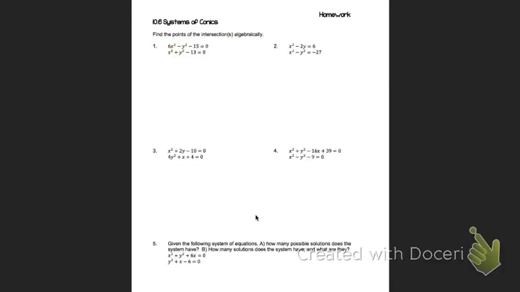On the homework, for number 2, I want you to just identify what they are because you get a decimal, so just identify. Number 1, you do. You'll get 4 solutions for number 1.